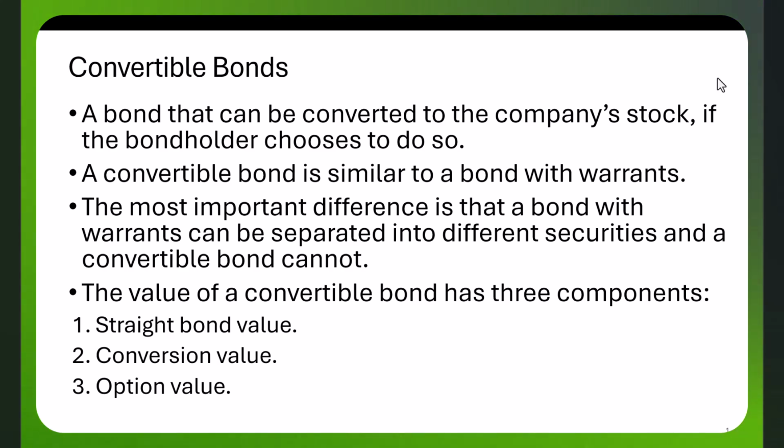Let's take a look at convertible bonds. So a convertible bond is a bond that can be converted to the company stock if the bondholder chooses to do so. Why would a company issue convertible bonds?